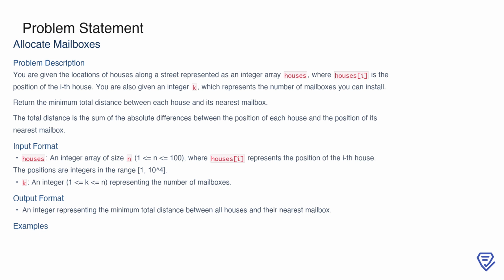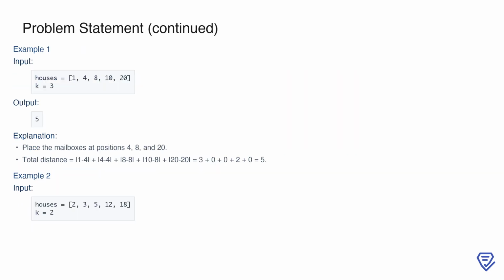The constraints ensure that the number of houses is between 1 and 100, their positions range from 1 to 10,000, and k is at least 1 but no greater than the number of houses. Finally, the output is a single integer representing the minimum total distance possible. Let's explore some examples to understand this problem better.